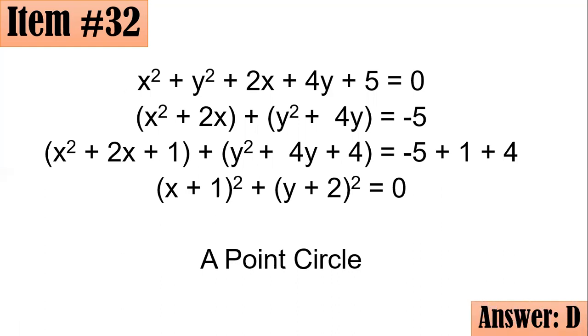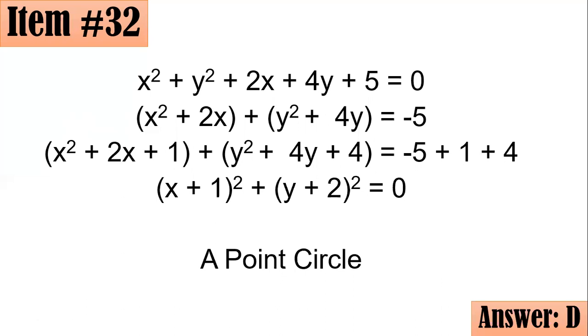Letter D. When we say point circle, in this case, the graph of a point circle is in fact only the coordinates of the center, which are (-1, -2). It's just a point, nothing more.